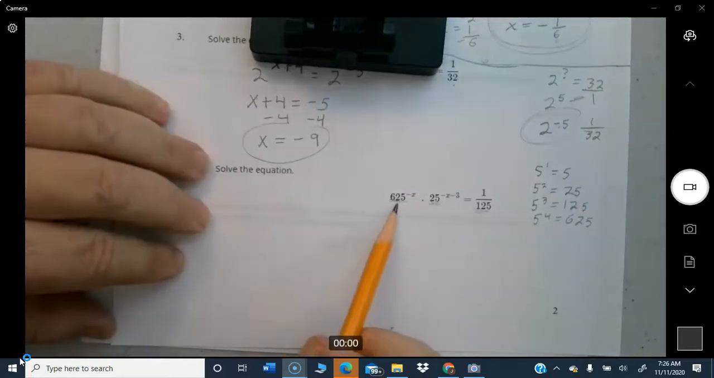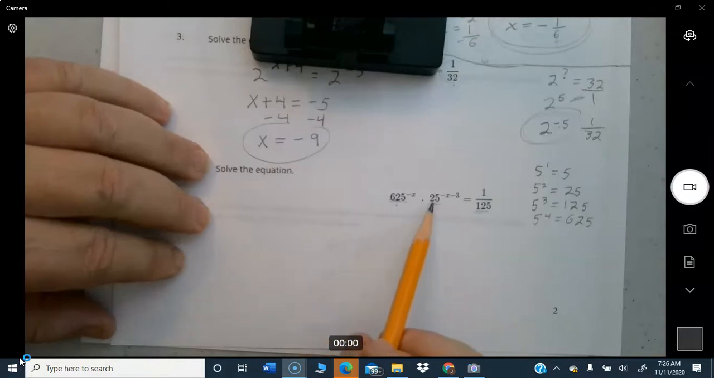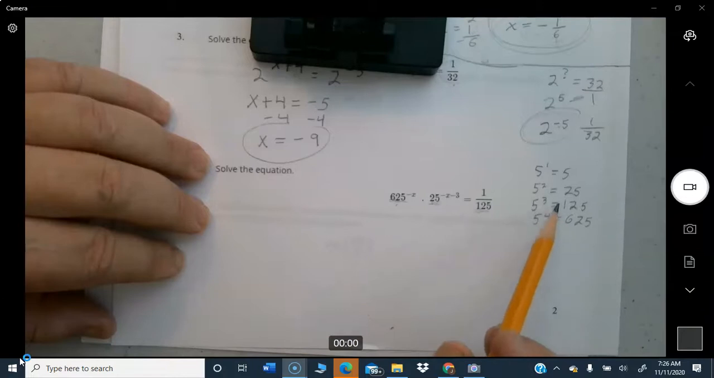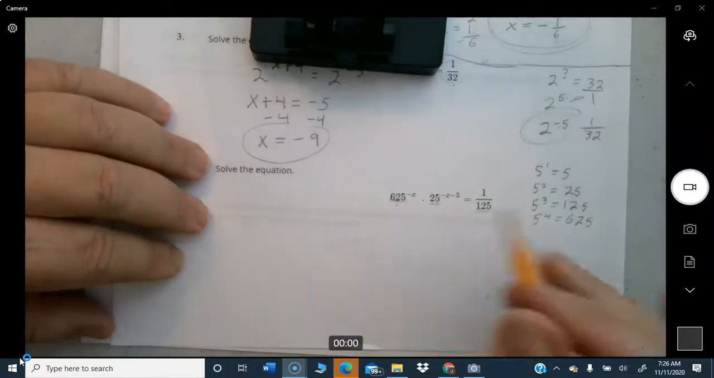So this is going to be 5 to the fourth. This is going to be 5 to the second. And we said that 125 is 5 to the third, but it's 1 over 125, so we told you what to do with that up here in this problem. It's going to be 5 to the -3rd, okay? So let's go ahead and write that out.